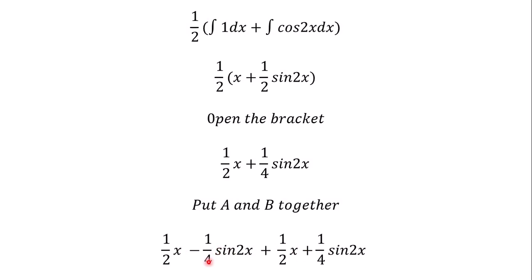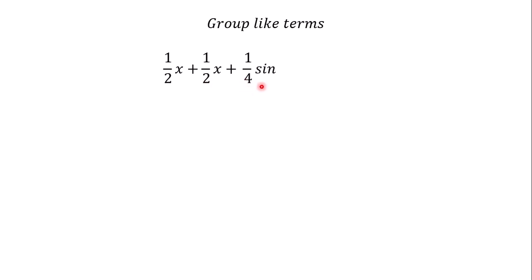So what are you going to do? We group like terms. Now let's write half x plus half x, and 1 over 4 sine 2x minus 1 over 4 sine 2x. This one and this one will cancel each other, and then we'll be left with this one. When we add half plus half, we are going to get 2 over 2 x, and this will just give us x.